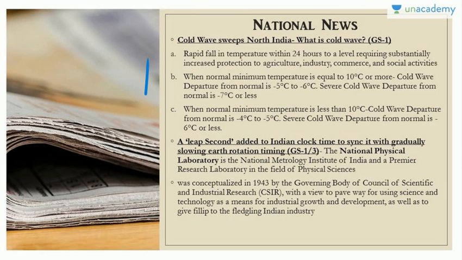A cold wave is a rapid fall in temperature within 24 hours to a level requiring substantially increased protection to agriculture, industry, commerce and social activities. There are basically 2 criteria. When the normal minimum temperature is 10 degrees or more, cold wave departure from normal is -5 to -6 degrees centigrade, and severe cold wave departure from normal is -7 degrees or less. When normal temperature is less than 10 degrees, cold wave departure from normal is -4 to -5, and severe cold wave departure from normal is -6 degrees or less.